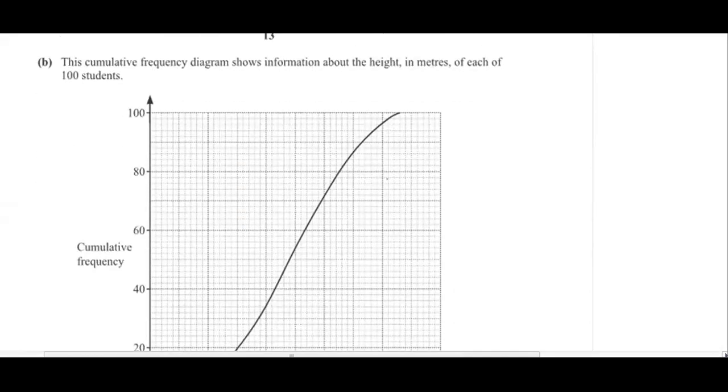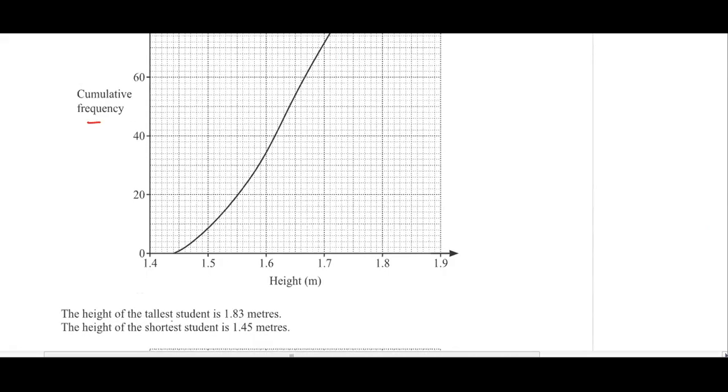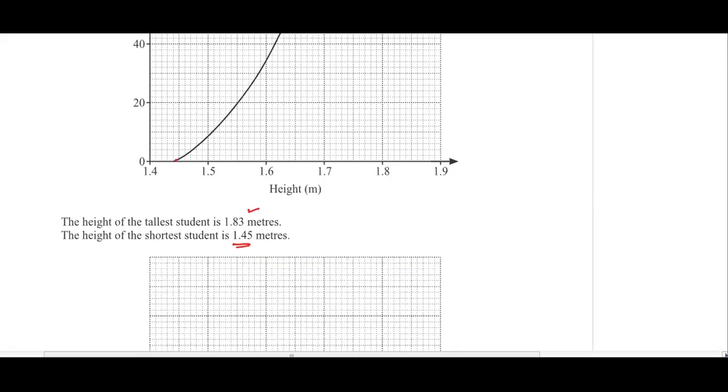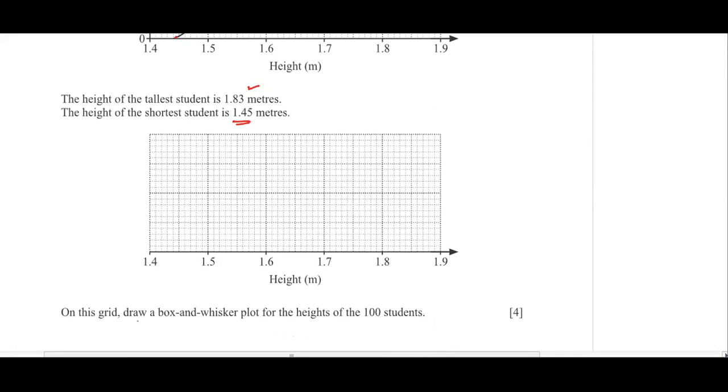Okay, next, a cumulative frequency diagram is given. On this side, cumulative frequency, and on this side, the height is given. The height of the tallest student is 1.83 meters and the height of the shortest student is 1.45 meters. What you have to do on this grid is draw a box and whisker plot for the height of 100 students.